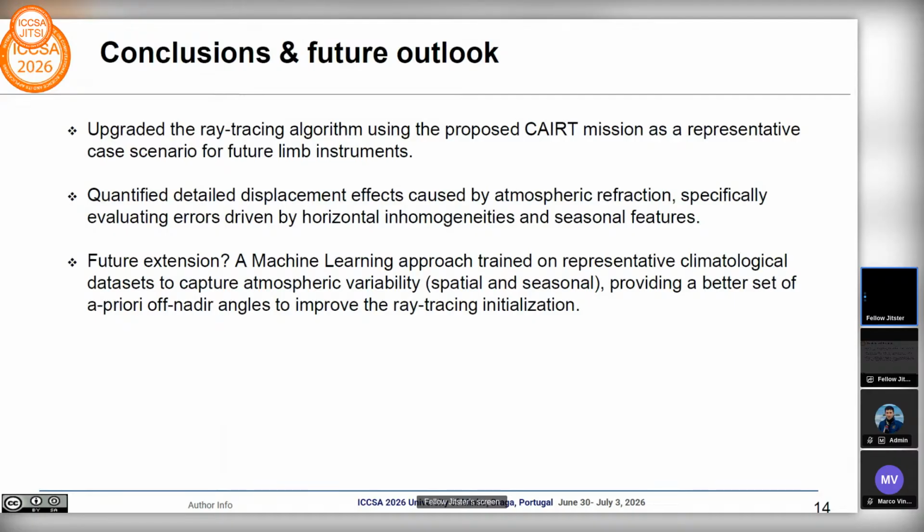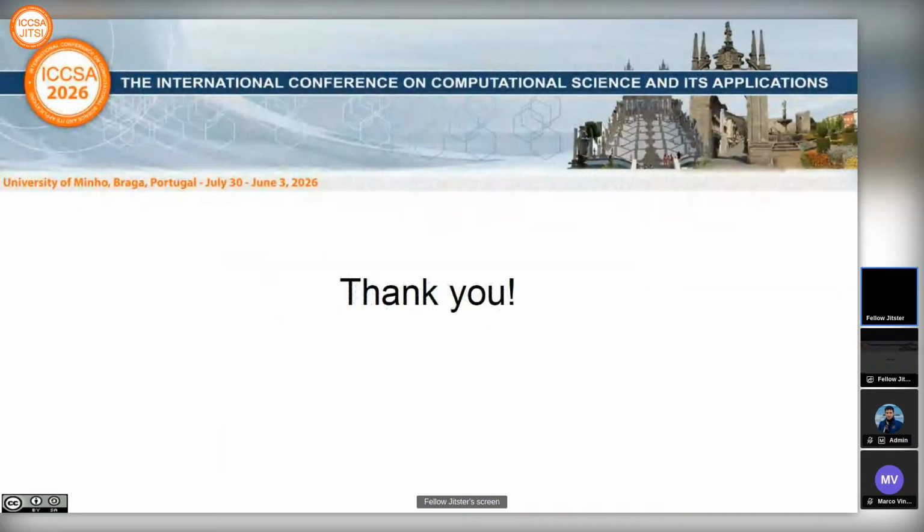For future work, we think that a machine learning approach that can be trained on a representative climatological dataset can encapsulate this spatial and seasonal variability and can improve this displacement and so the ray tracing initialization. So, thank you. If there are any questions.